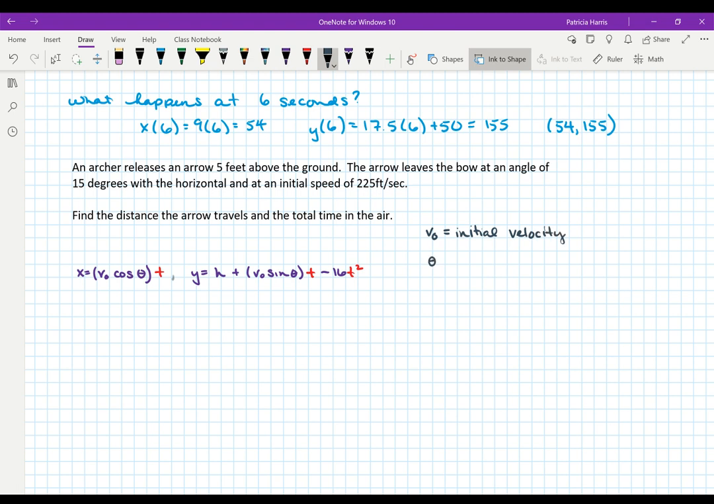Okay, then we have an angle theta. Now it's the angle with the horizontal in this case because of what we're doing. All right, and then t is time. And that's what we're interested in. And then h is the initial height.